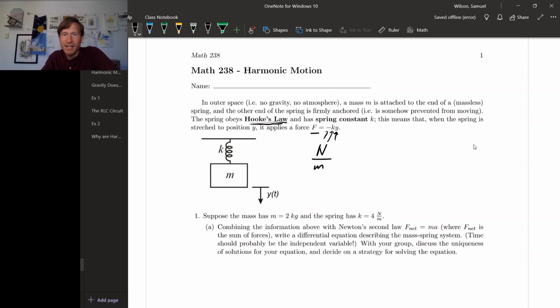This minus sign here, in Hooke's law, just says that the force the spring exerts pushes in the opposite way that you stretch the spring. In other words, it pushes the spring back to its natural length.